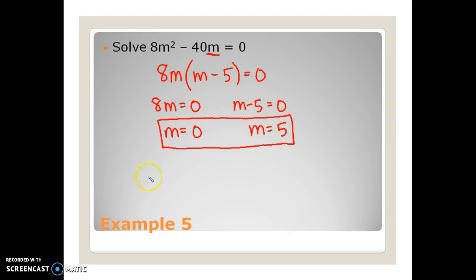If you recall, we have 4 words that mean the same thing. We got 0, root, solution, and x-intercept. So by solving this quadratic by factoring, I was able to find my x-intercepts on my graph.